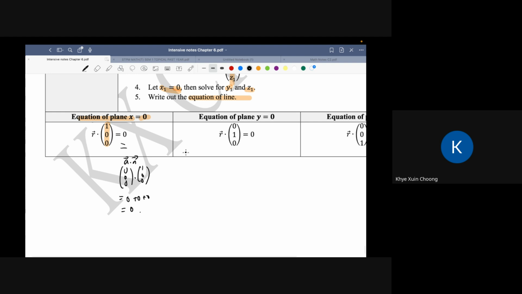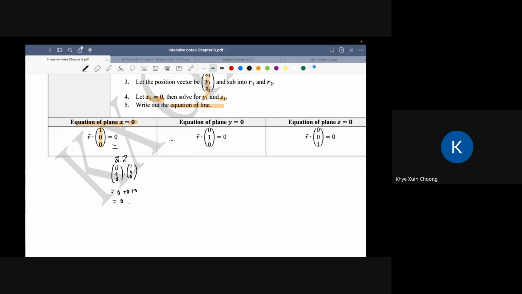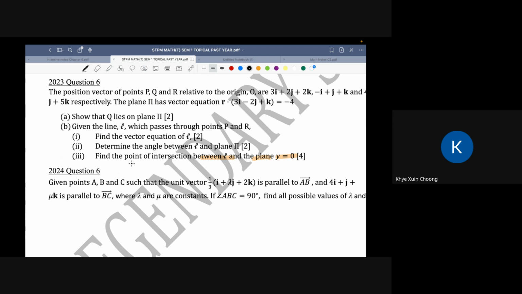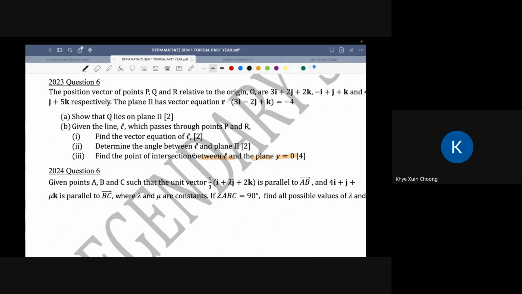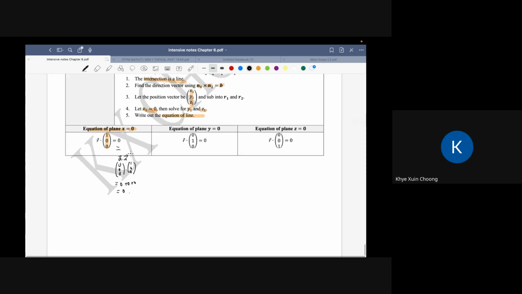By using a similar method, you can get the equation of the plane y equals to 0 and z equals to 0, okay? You must know this just in case it asks you. It came out during 2023, plane y equals to 0. Okay, so this is what is from the intensive notes.